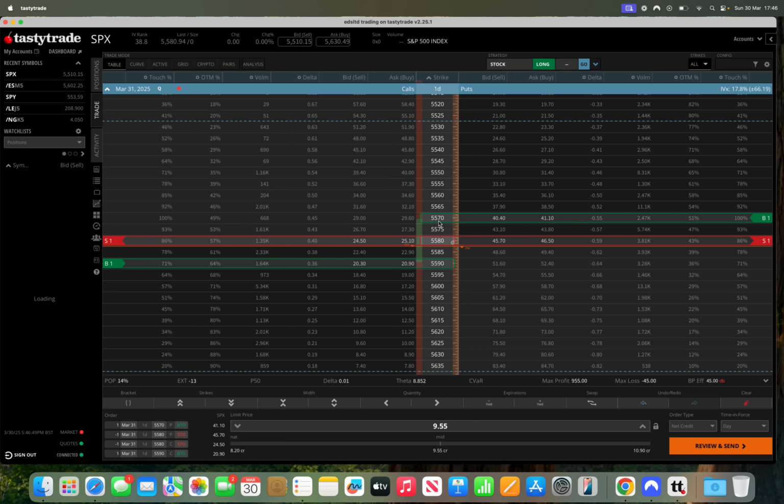Okay, now you're probably thinking this looks very weird. Why would you do this? You have a POP, which is probability of profit, of 14%. None of this makes sense. But if you have a look here, your max profit is 955 and your buying power requirement is $45. And because you're going to be taking profits at 25%, you're not going to be waiting till expiration, you're taking profits at 25%. So your win rate is going to be about 43%. So you're going to be making 25% of 955, and in the worst case scenario, you're going to lose $45. Now your win rate is going to be about 43%.